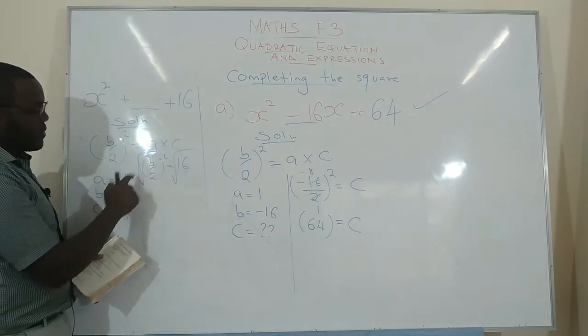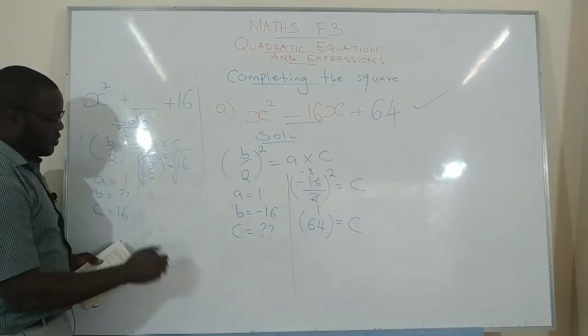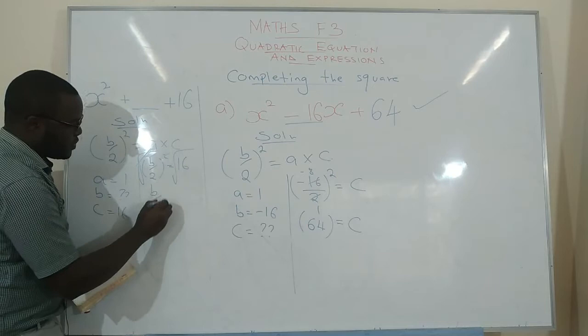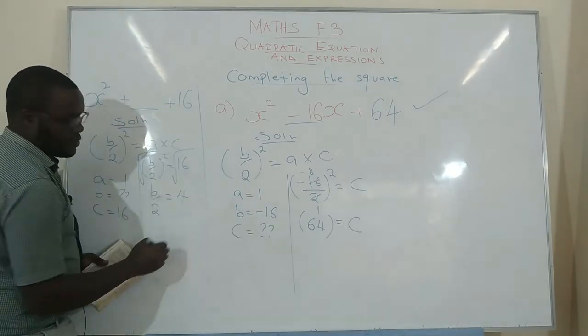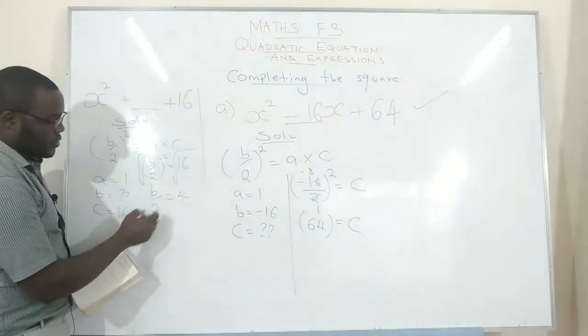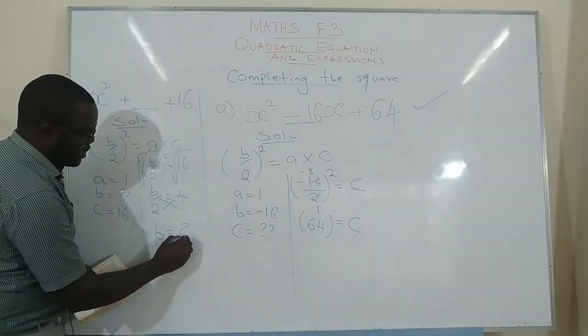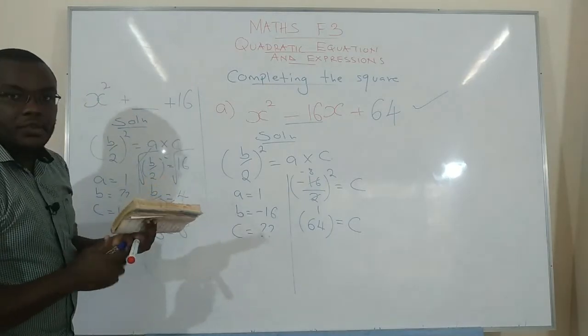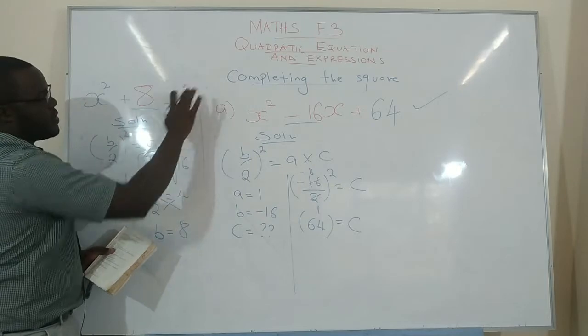Therefore, I square root both sides, so that I remove this square. You remove a square by square root on both sides. So the square and the square root cancel. We remain with b all over 2 is equal to 4. Therefore, cross multiply, and we have b is equal to 8. Therefore, for this to be a perfect square, I must put an 8 there.